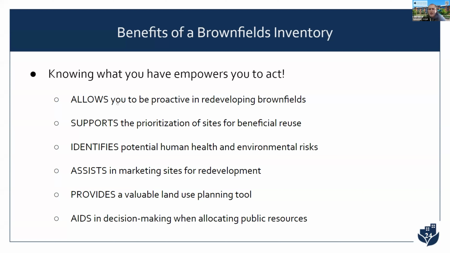So again, you saw really practically from Norma's example that knowing what you have empowers you to act. Think about all the things that you could do once you had a brownfield inventory like that developed with GIS. You can prioritize the sites for beneficial reuse. You can look at the sites that have high health impacts and environmental risks and think about the ways you can alleviate some of those concerns.